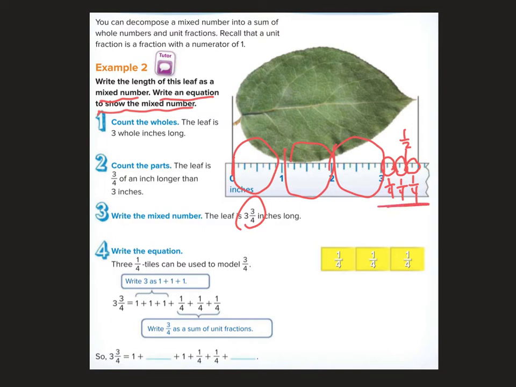Inches long. So if I was going to write the equation, I would write it as 1 plus 1 plus 1 to make 3, right? 1/4 plus 1/4 plus 1/4 to make 3/4. So 3 3/4 is how long the leaf is. Let's see down here. I fill in my 1 and my 1/4. Good to go.